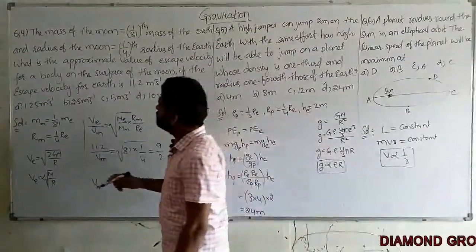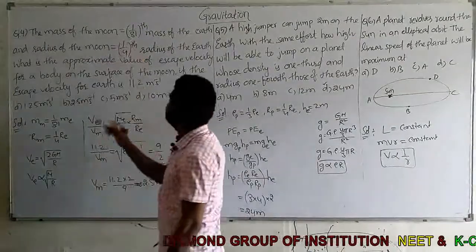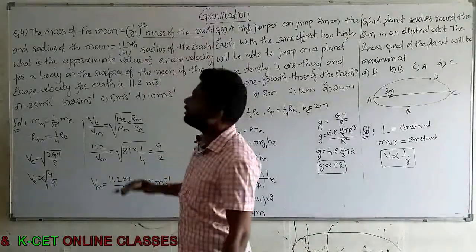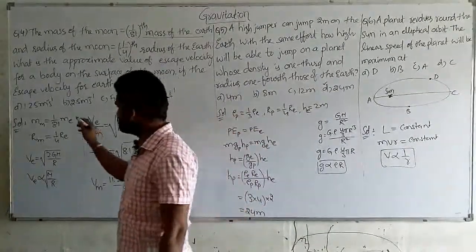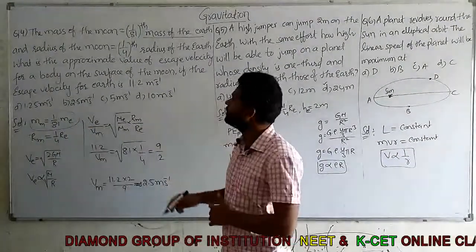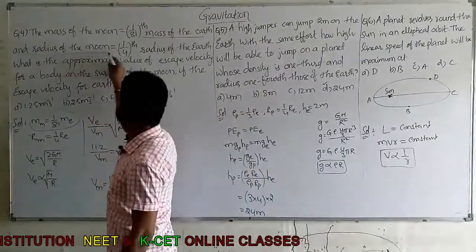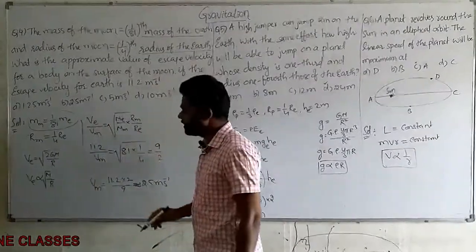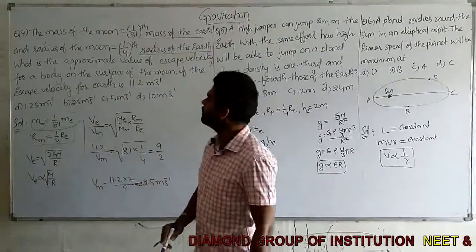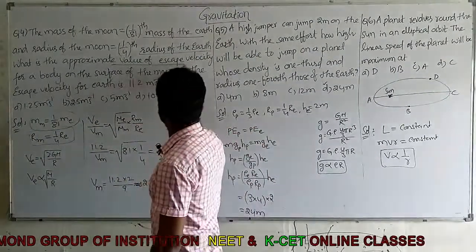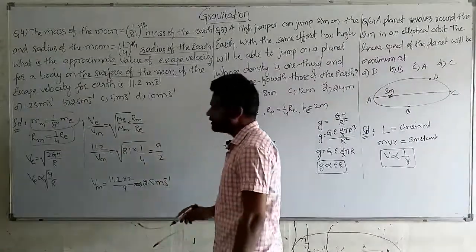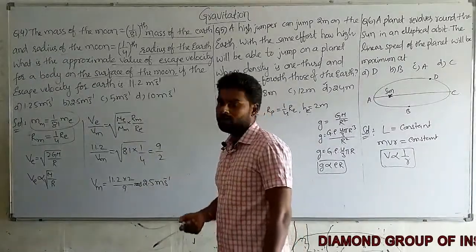Next question: the mass of the Moon equals 1/81th the mass of the Earth. The relationship between the mass of the Moon and the mass of the Earth is given. Next, the radius of the Moon equals 1/4th the radius of the Earth. What is the approximate value of escape velocity for a body on the surface of the Moon? We have to find the escape velocity on the surface of the Moon.